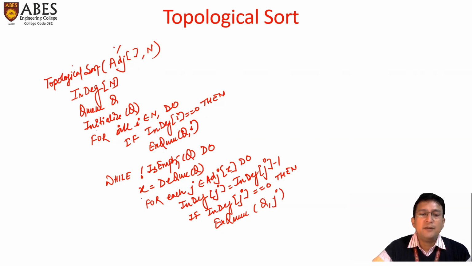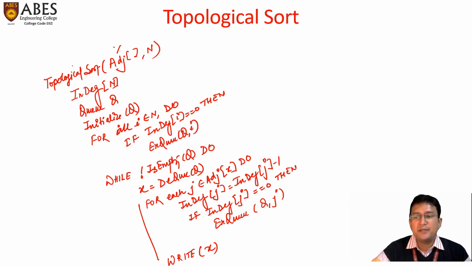Now, immediately after deleting the value from the queue, you can print this, or you can print this after the loop also. So you should write the value of X, which represents the value deleted from the queue, and the order in which the elements are deleted from the queue will be the same as the order in which we have inserted the data values in the queue. And this actually represents the topological sort order. So this is the algorithm for the topological sort.